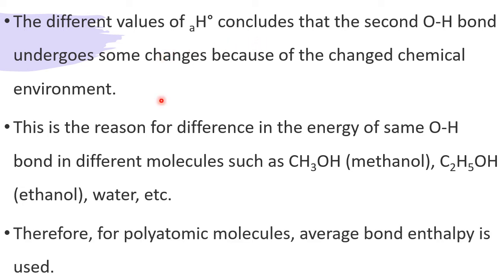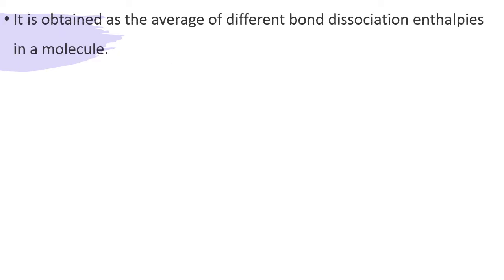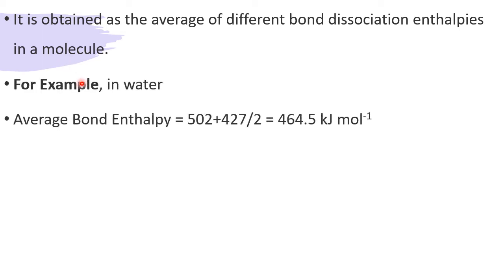Therefore, for polyatomic molecules, we use the term average bond enthalpy. Even if you use bond enthalpy, no problem, but the more correct way is average bond enthalpy. It is obtained as the average of different bond dissociation enthalpies in a molecule. For example, water, I told you already, both are taken and divided by 2. This is the average bond enthalpy of water.